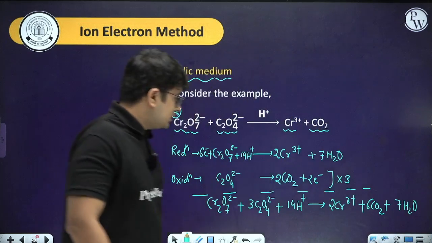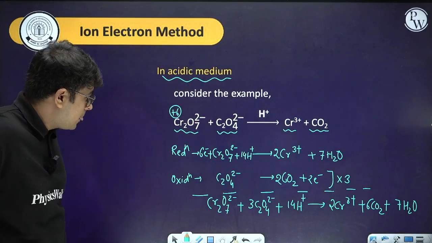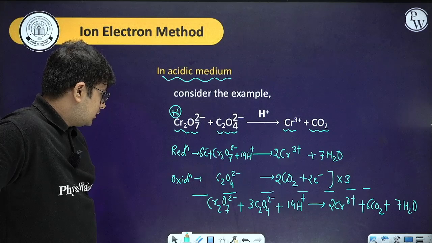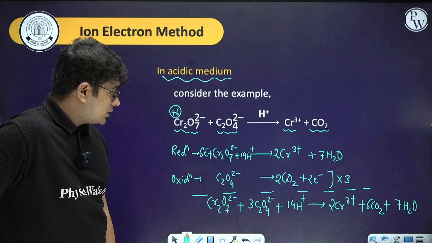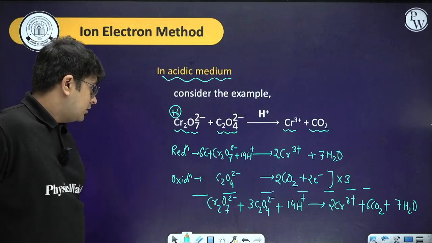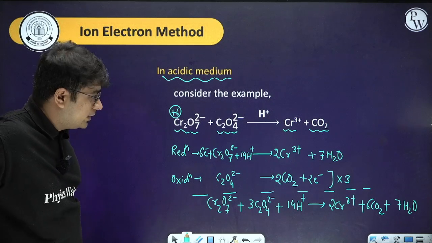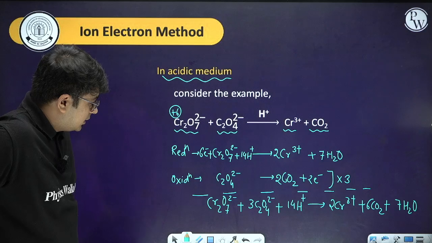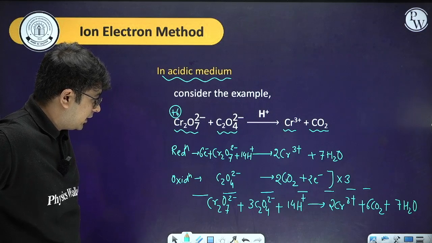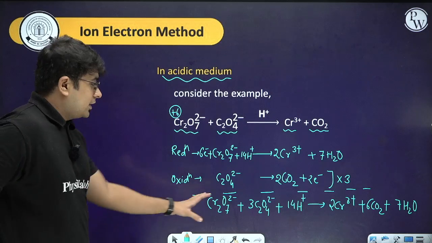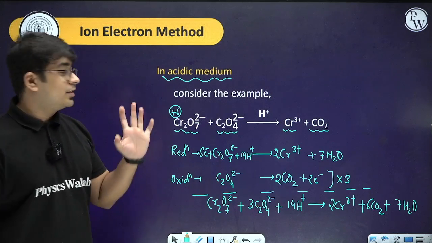Now you can see that we have 2 Cr, 2 Cr. We have 3 2s are 6 carbon, 3 2s are 6 carbon. We have 4 3s are 12, plus 7, that is 19 oxygen, and 6 2s are 12, 12 plus 7, 19. And then we have 14 H, 14 H. We have 2 negative, 3 2s are 6 negative, 8 negative, and 14 positive, 6 positive, 3 2s are 6 positive. So the reaction is already balanced. I hope this part is clear.